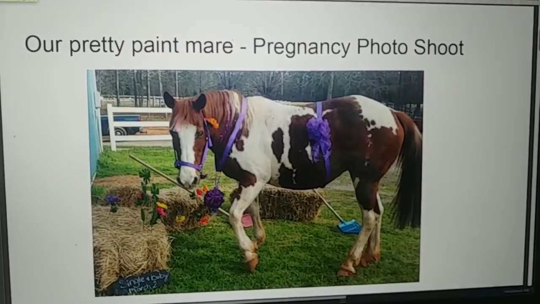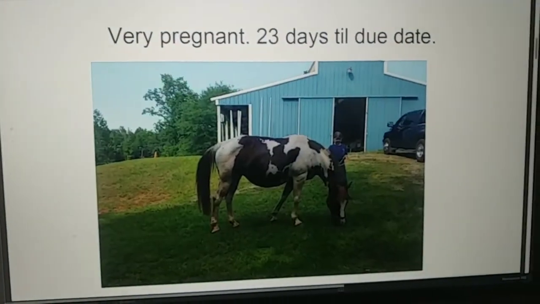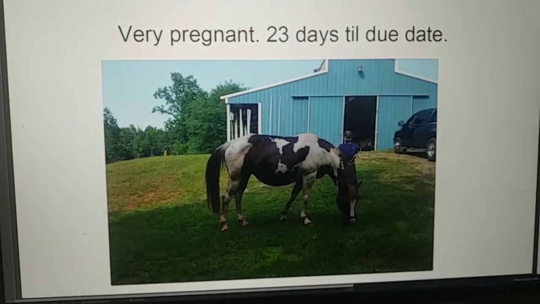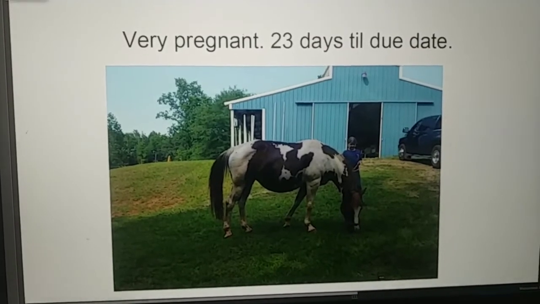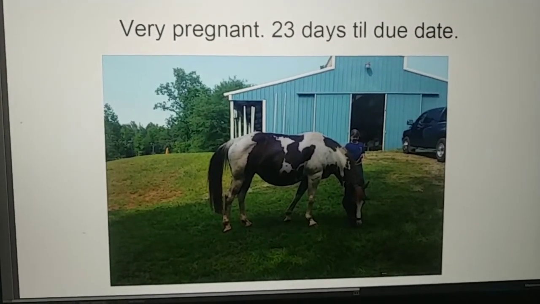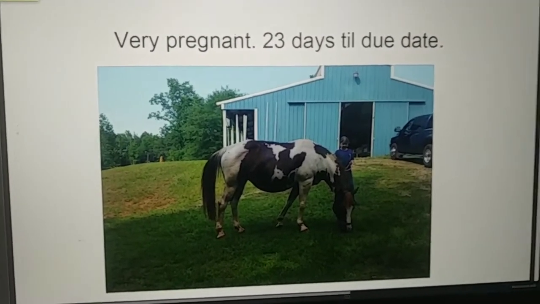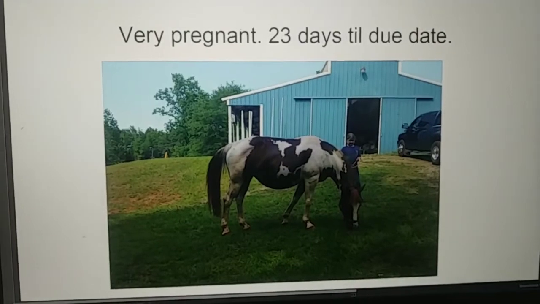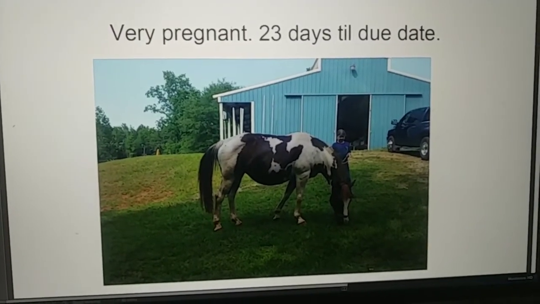This is her little pregnancy photo shoot. That was her official photo shoot. You can tell here she's a little bit like, oh brother, let's get this done. This is 23 days before her due date, and you can really look at that belly there. So horses, just to let you know, are pregnant for about 11 months. So she was definitely getting big and tired. But there's a little baby getting ready to be born.